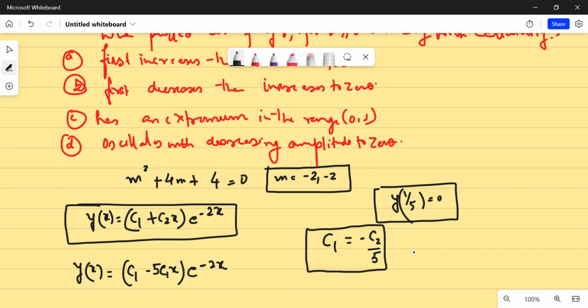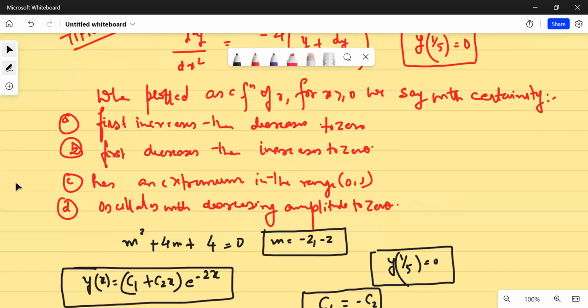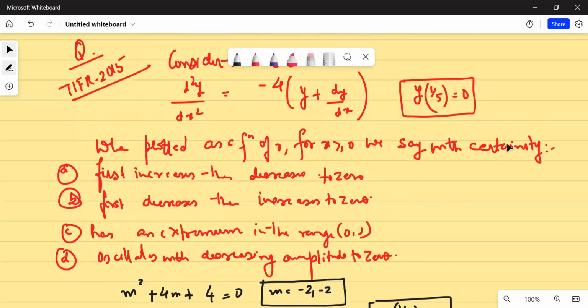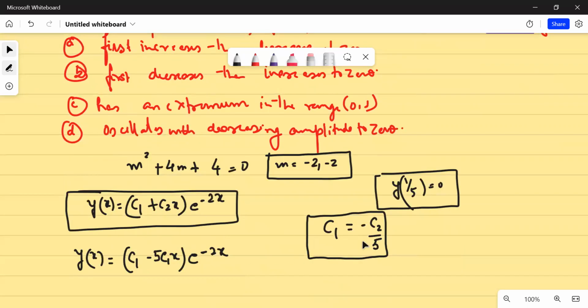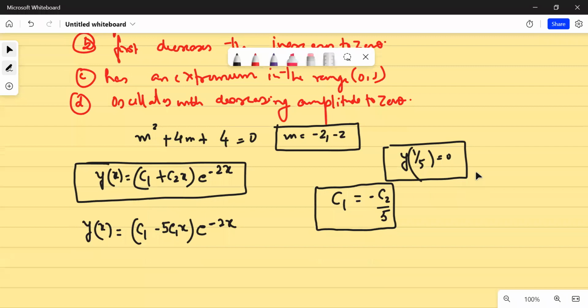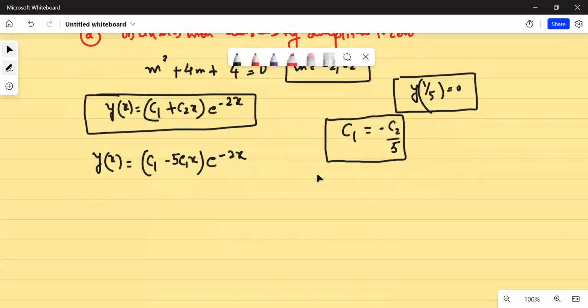Okay, and I have got no other hint to find c1. That is why the question says with certainty, because they have concealed a hint. They should have given two hints in order to find both c1 and c2. I have an equation which suggests that there is a relation between c1 and c2, but not beyond that. For that, I needed another initial condition. Only then can I find the values of c1 and c2 separately.